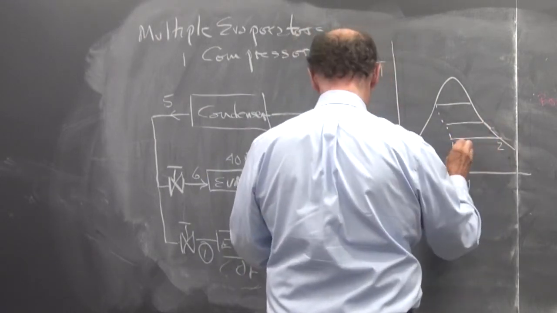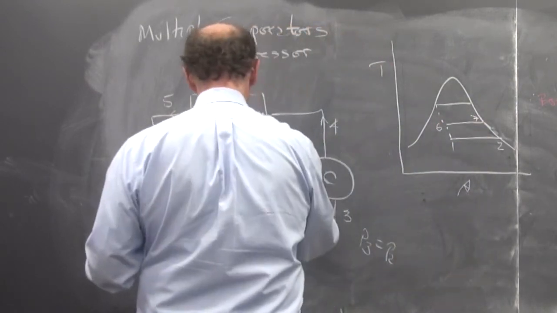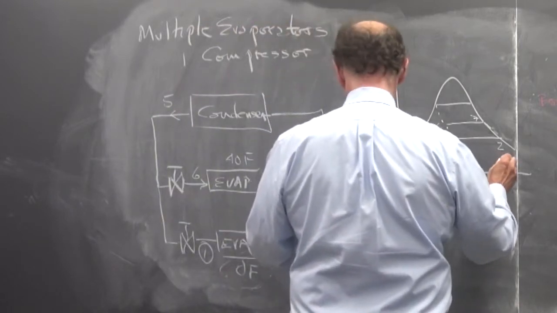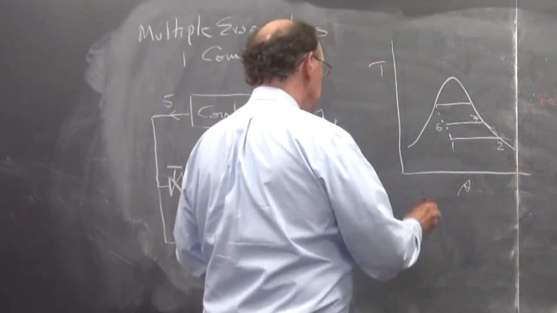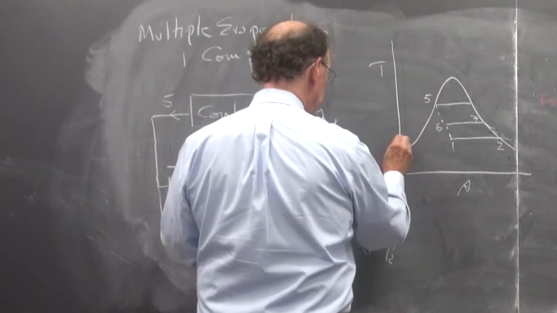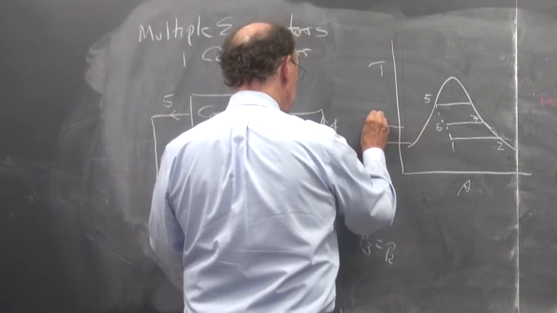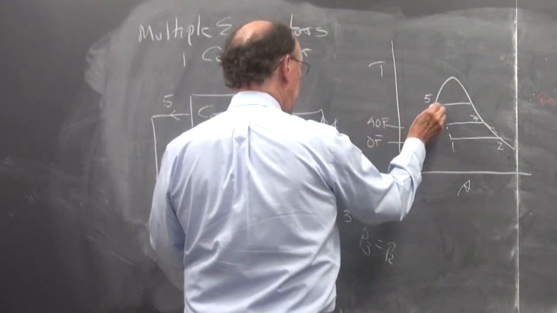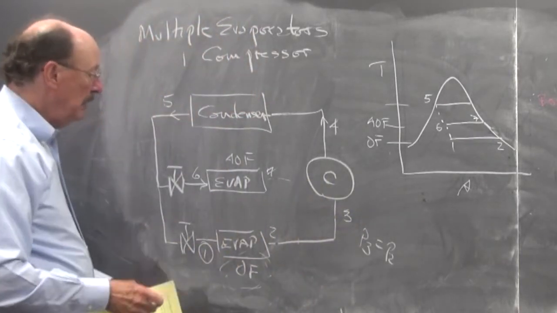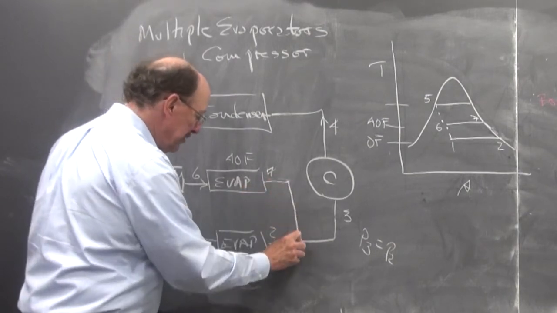1, 2, 6, 7. What's coming out of here is 7, and here is 5. And here is 0 degrees Fahrenheit, 40 degrees Fahrenheit, and whatever the condenser temperature is. So we have that.